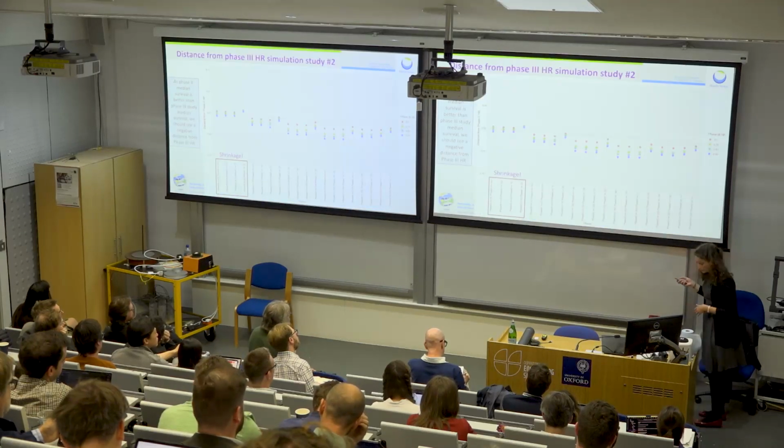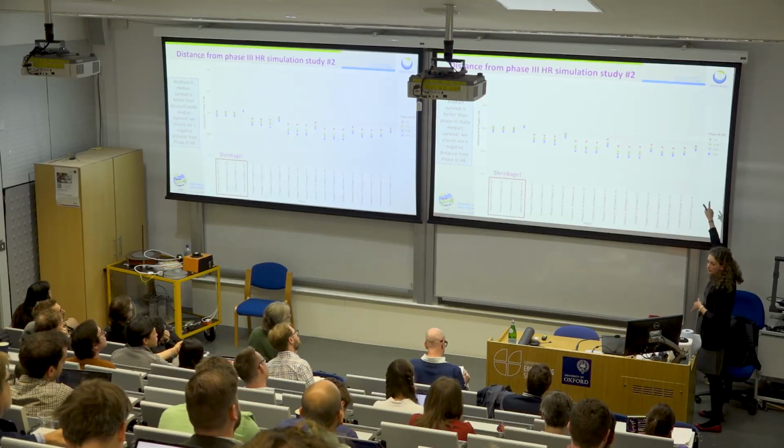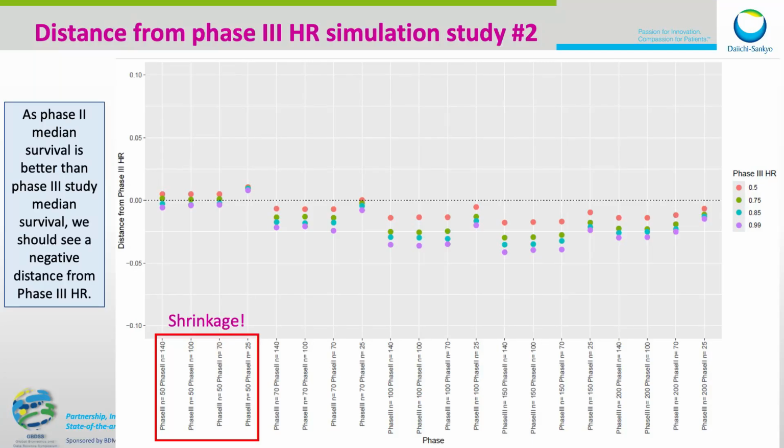Okay, so these are the results. In the legend here, this is the simulated treatment effect. That's the 4 different scenarios here. What you see along the x-axis here are all your different sample size scenarios. So that's combining each time the phase 3 and the phase 2.